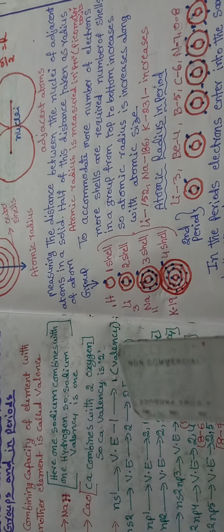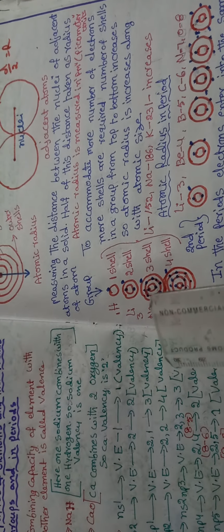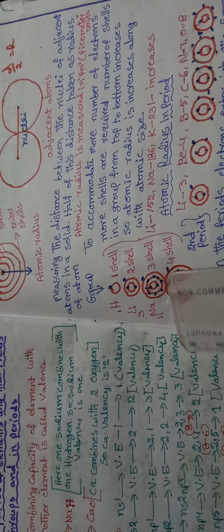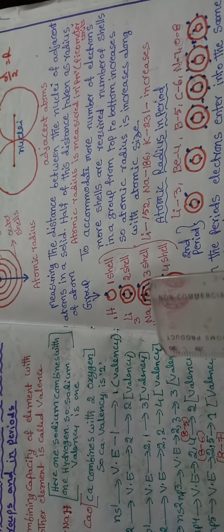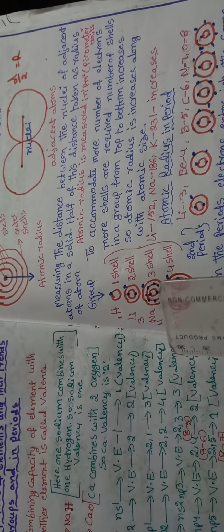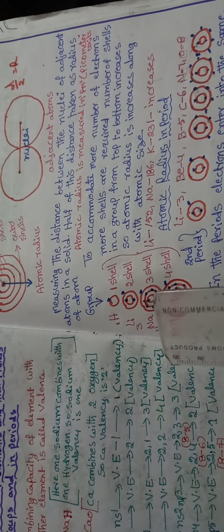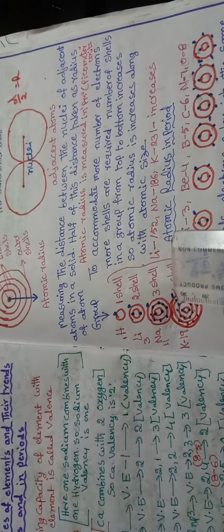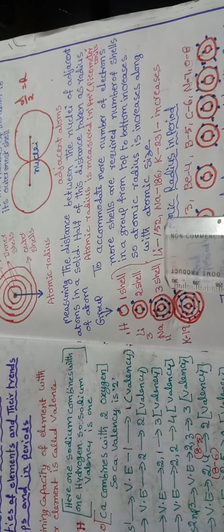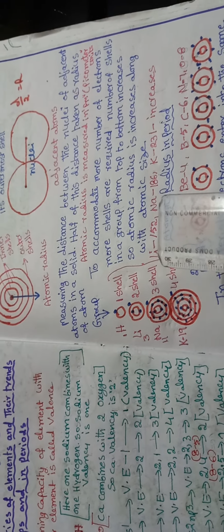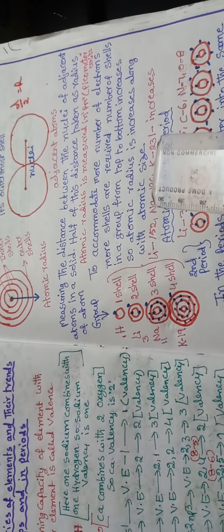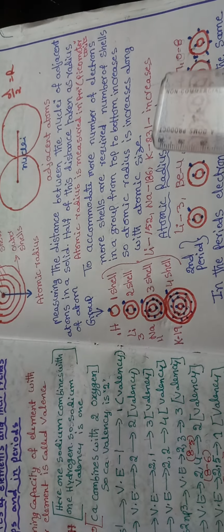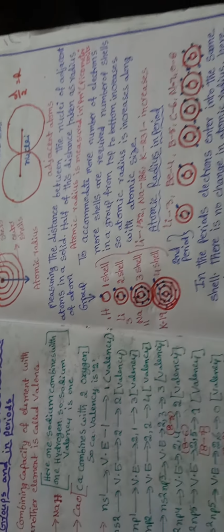So when the electrons increase, automatically the shells are added. Next, the atomic size also increases. Atomic radius increases along with atomic size. Lithium atomic radius is 152 picometers, sodium 186, potassium 231. So the atomic radius increases along with atomic size.